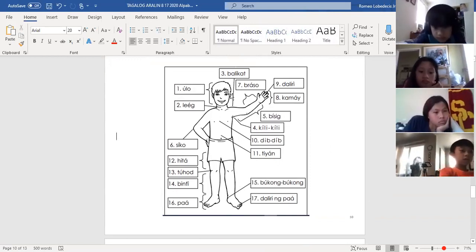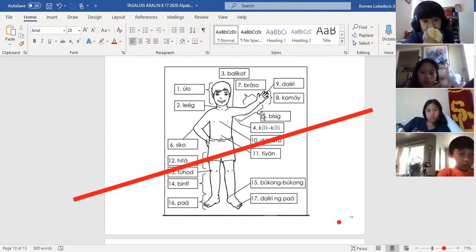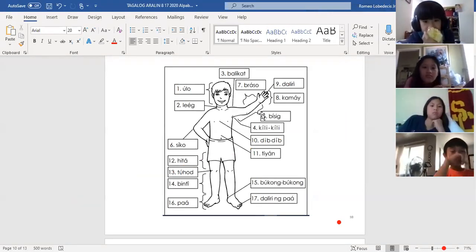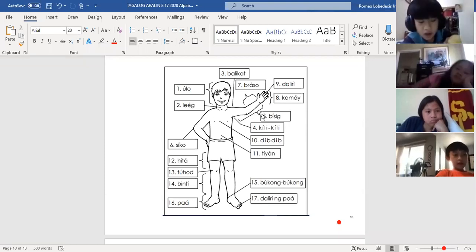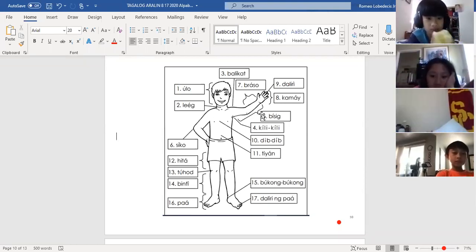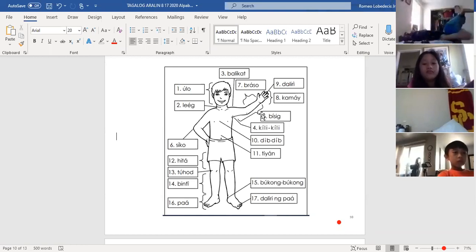Okay. This part right here, that is what we call ulo. Ulo. This one is ulo. This is our balikat. Ooh, someone is trying to mess it up. That is the Zoom. Balikat. And this is our leeg. Our leeg. Are you able to see the picture, guys? Thumbs up? Okay. This is our leeg. This is our braso from here, from this wrist to your joint right here to your elbow. We call that braso. And then from here to here, we call that bisig.